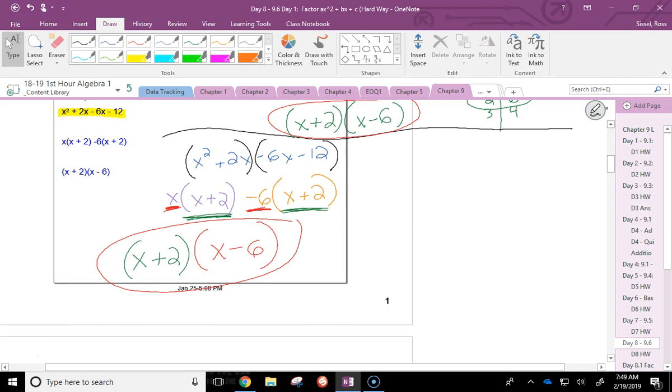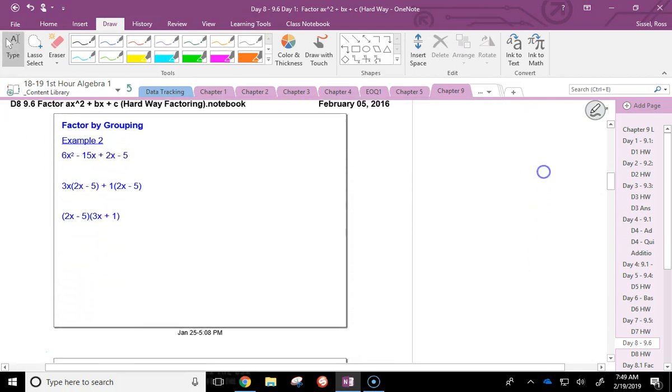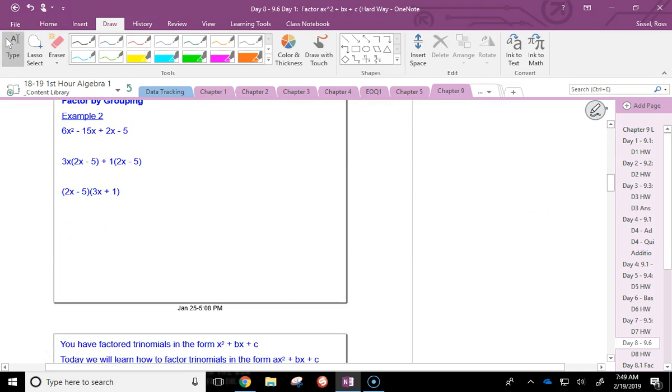Okay, don't worry about it. Let's do the next one, because the next one, you're going to see that our A term is not 1, and this is why we're learning this. In example 2, our A term is no longer 1. It's 6x squared. Don't forget the square. So here's what I will do. Make sure you're following along. I'm going to write this over to the side. Minus 15x plus 2x minus 5.